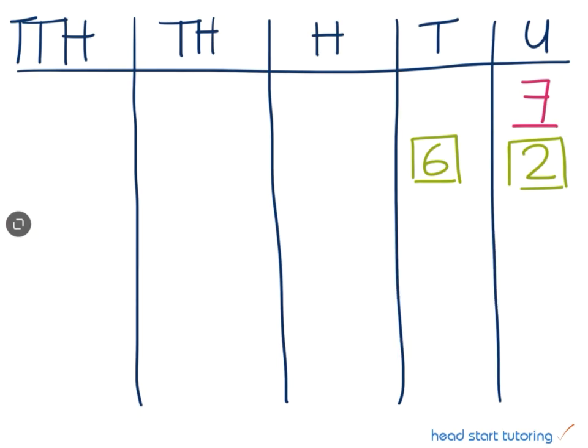Let's have a look at another number. 309. In this number 309, we have 9 units, 0 tens, and 3 hundreds. So if you are asked what is the place value of the 9 in this number, your answer would be 9 units. If you are asked what is the place value of the 0 in this number, your answer will be 0 tens. If you are asked what is the place value of the 3 in this number, 309, your answer would be 3 hundreds.